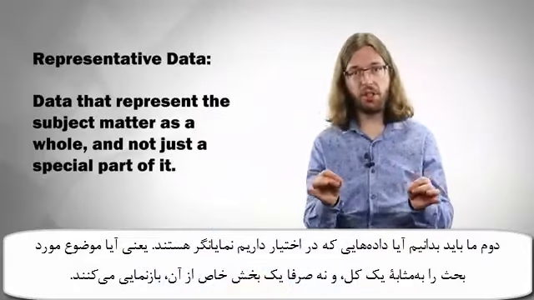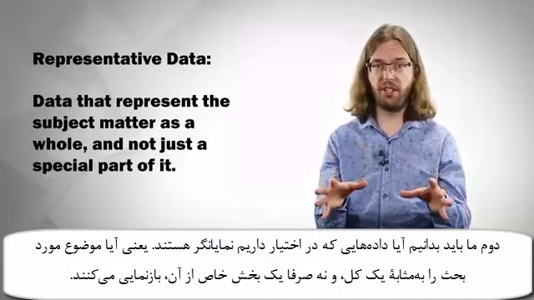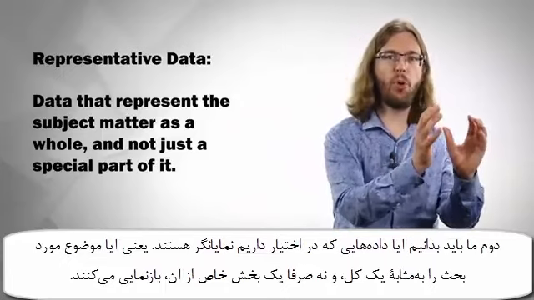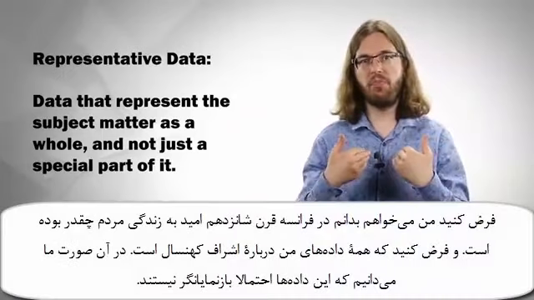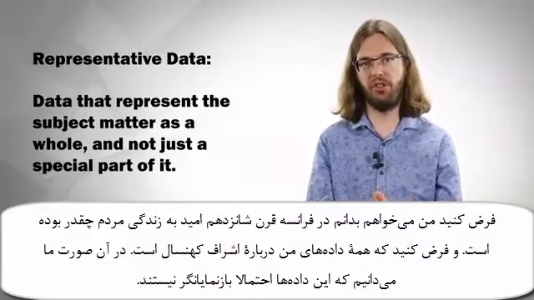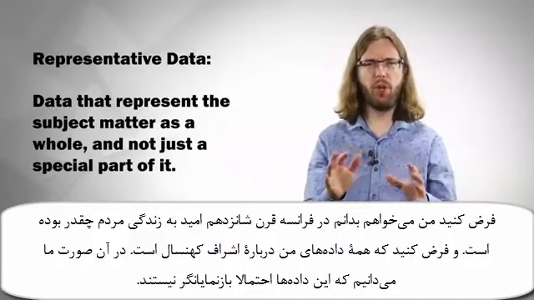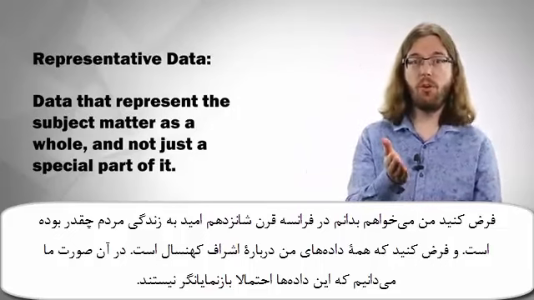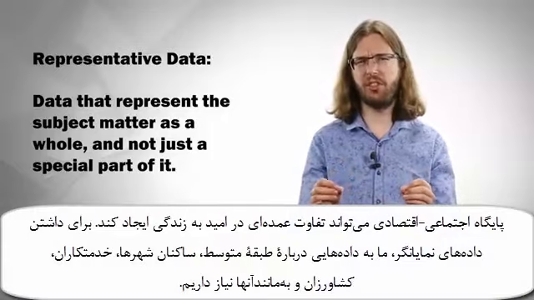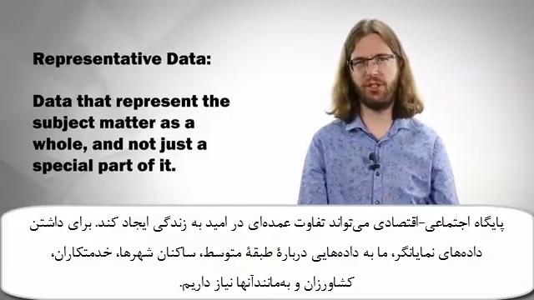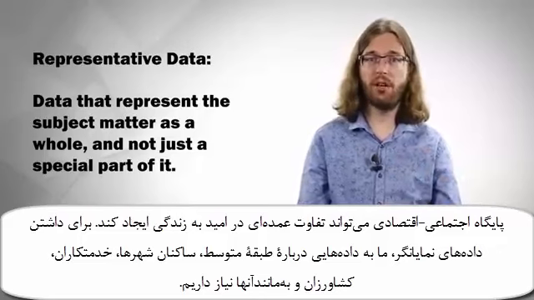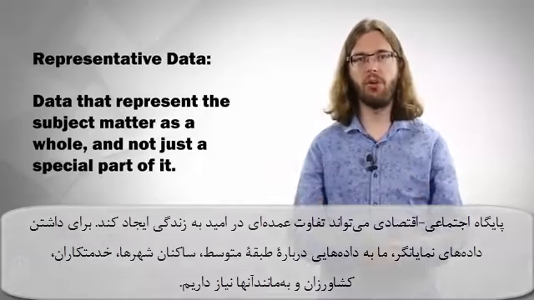Second, we need to know whether the data that we have are representative. That is, whether they represent the subject matter as a whole and not just a small and special part of it. Suppose that I want to know what the life expectancy was of people in 16th century France. And suppose that all my data are about rich aristocrats. Then we know that those data are probably not representative. Socioeconomic status can make a big difference to life expectancy. To have representative data, we would also need information about middle-class townspeople, servants, farmers, and so on.